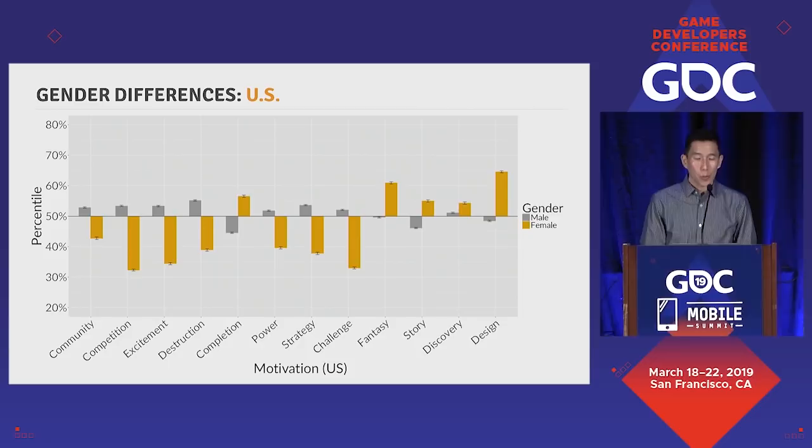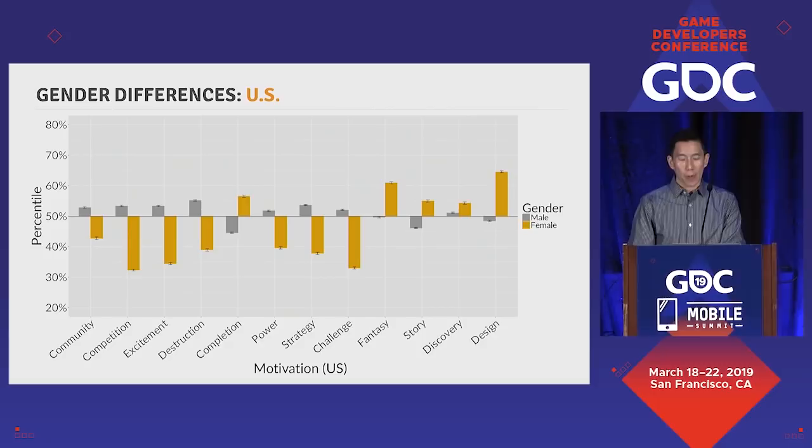So this is a chart of the motivation differences. We've shown you this data in a different way in previous talks, gender differences in motivations among our full data set. So we've seen before that the men, the gray bars, care more about competition, excitement, destruction. The women care more about fantasy, design, completion.